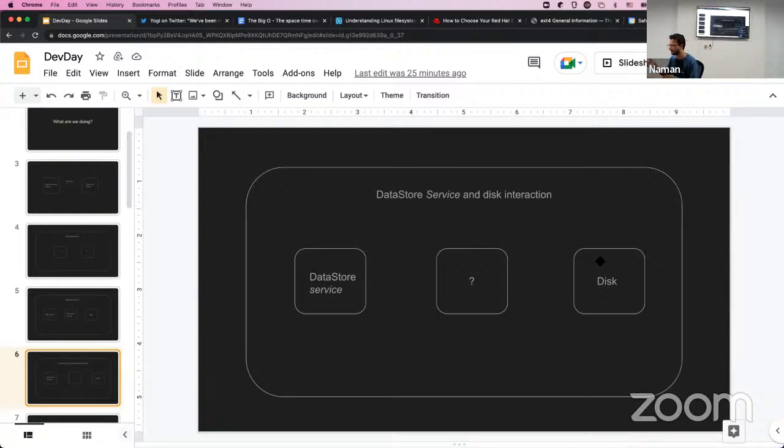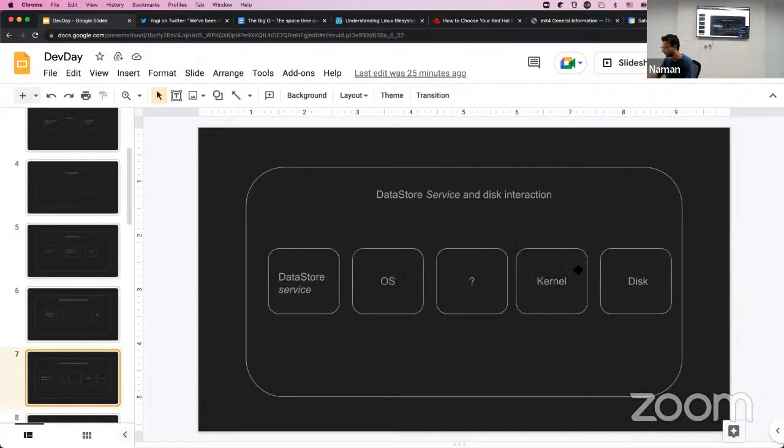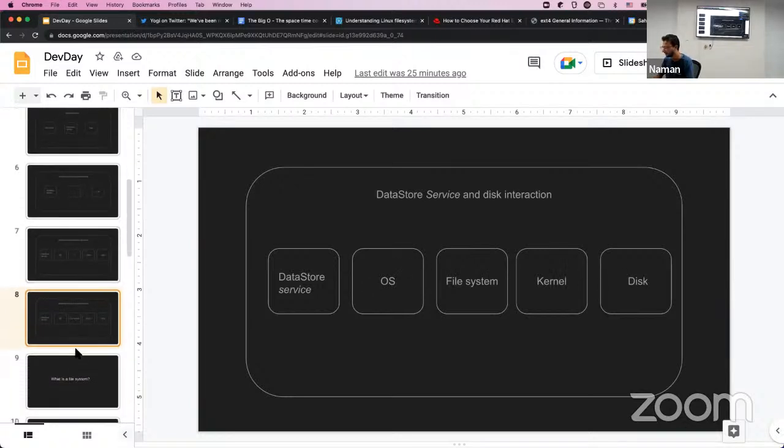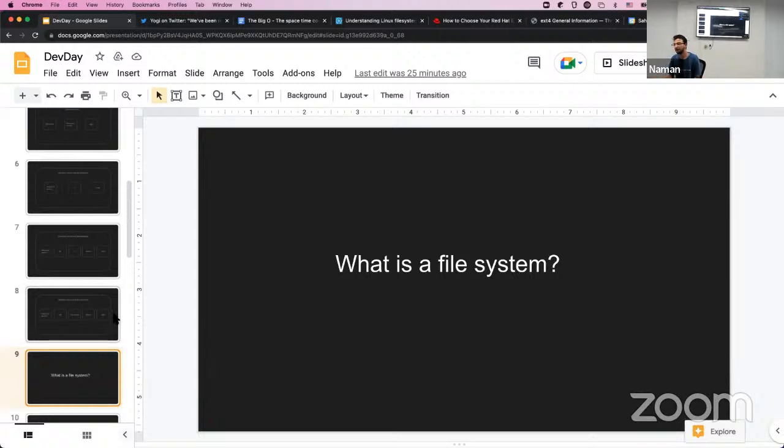And then again, the file system will interact with the operating system, in collaboration with kernels, in order to interact with drivers and then with the disk. So we have established till now that the data store will talk to the OS saying that, hey, I want to open this file or write into this file, which will tell the file system. Now, the next question is, what is a file system?